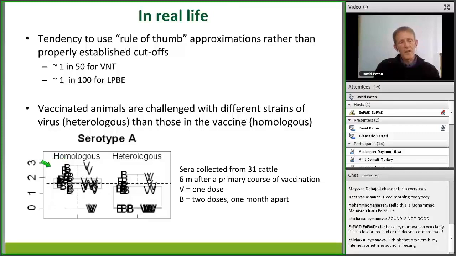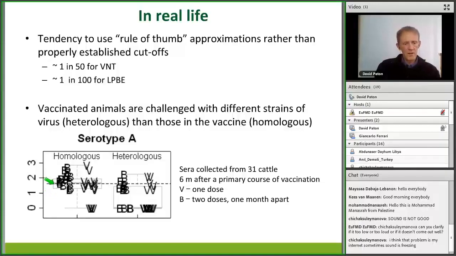Okay, so these are the titers. This is in the log scale, so 1 in 50 is about here, where this dotted line is. On the left-hand box, we can see the titers that are found in a group of animals that have been vaccinated, and then the test is done with the homologous virus.